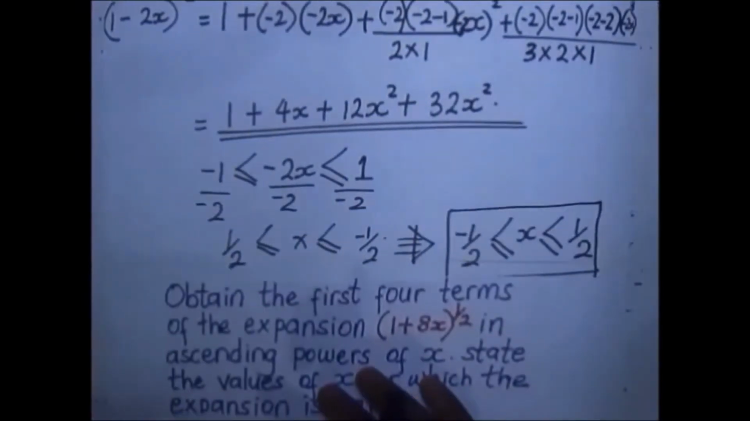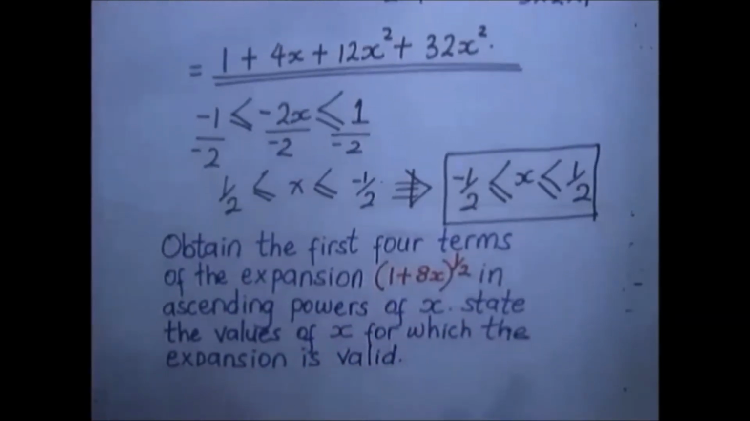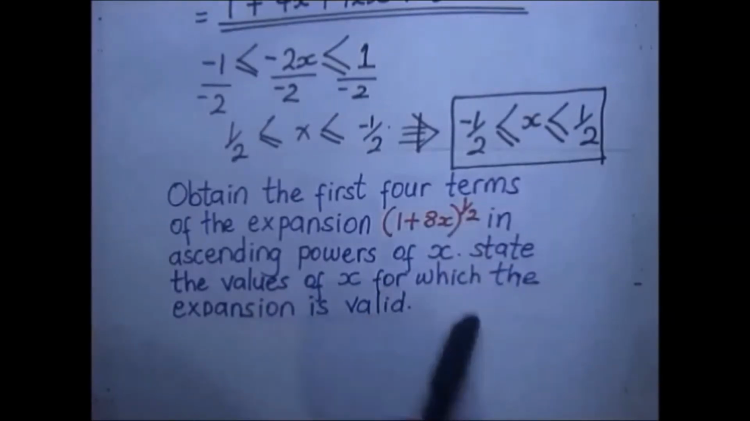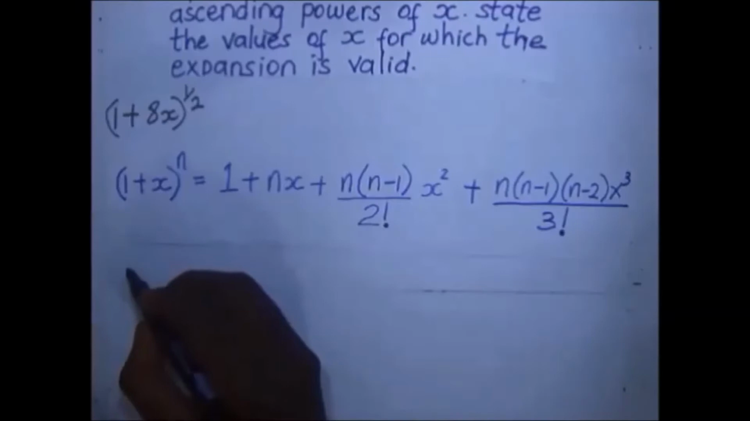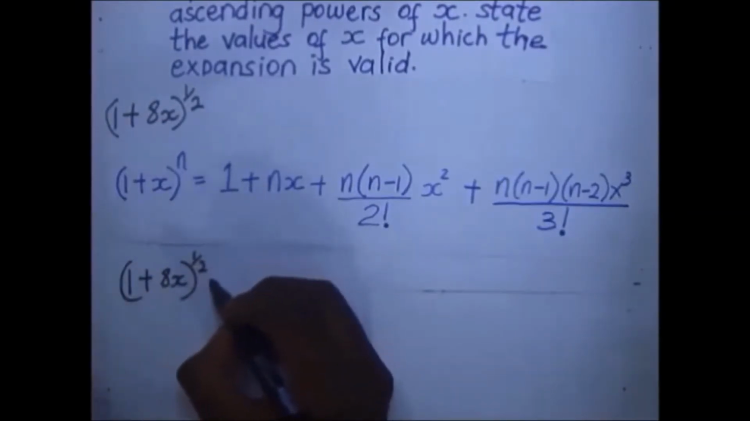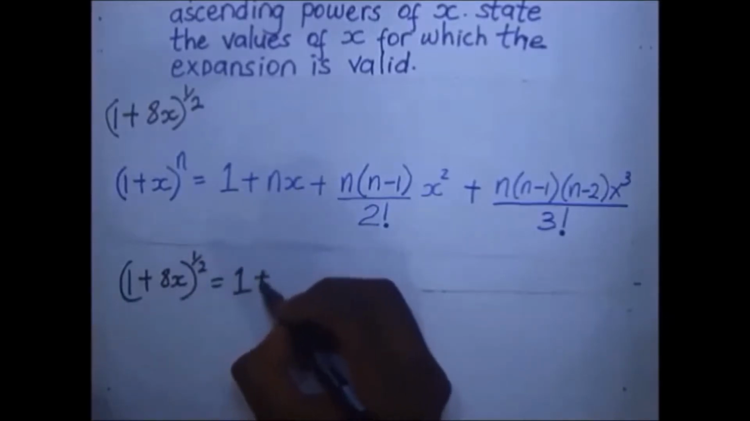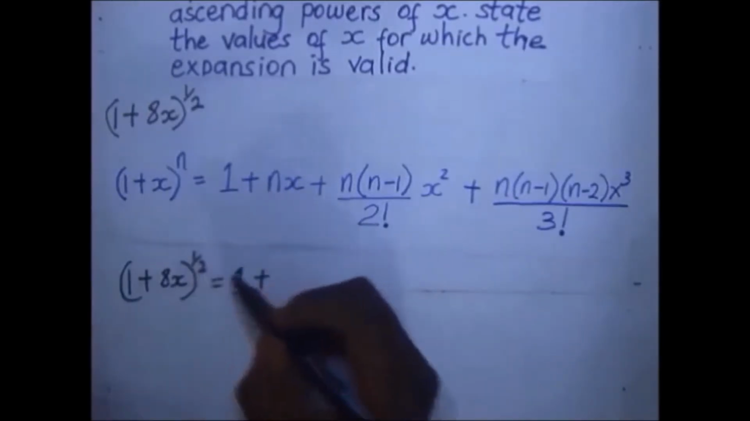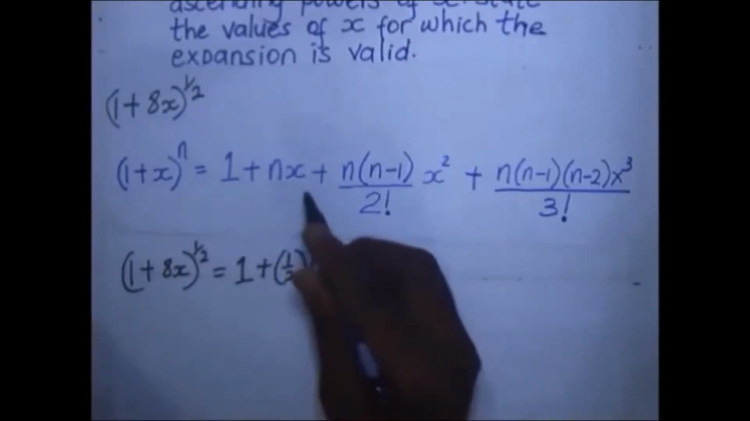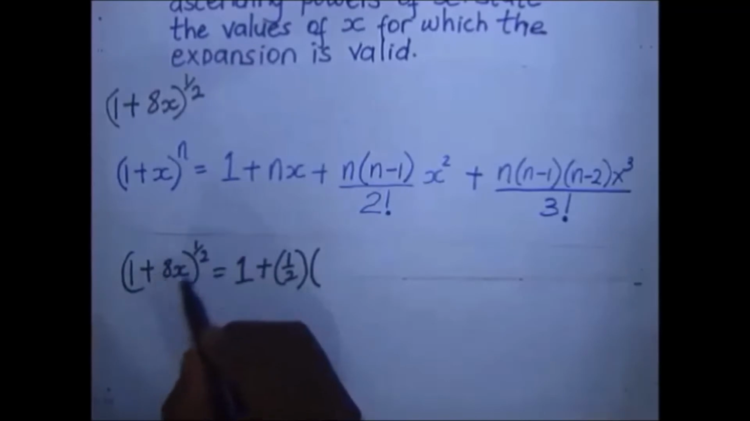The next question. We are being asked to obtain the first four terms in the expansion of 1 plus 8x to the power half, in ascending powers of x, and we state the values of x for which the expression is valid. So 1 plus 8x to the power half is going to be equal to 1 plus nx. What's the value of n? The value of n is a half. So it's going to be a half times the value of x. What's the value of x? It's 8x.